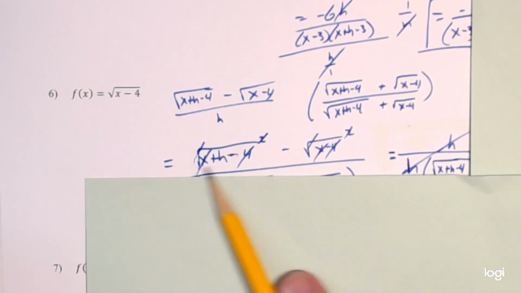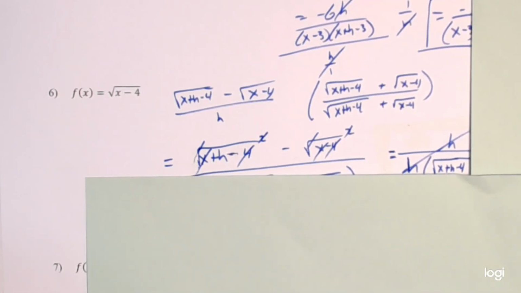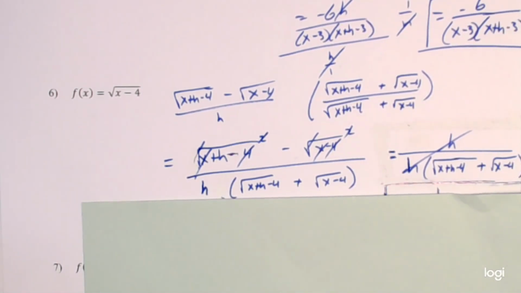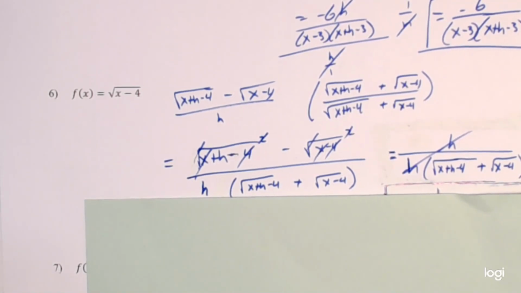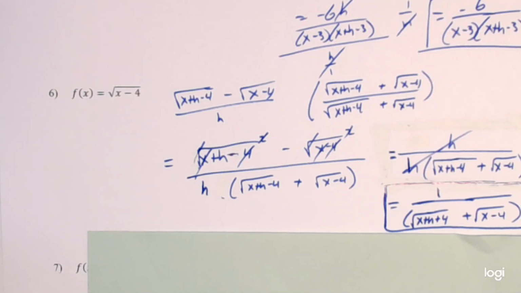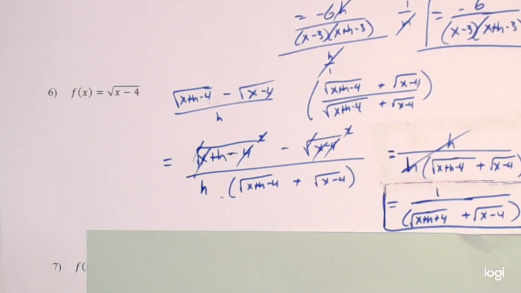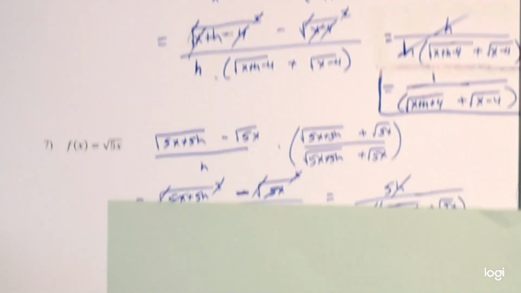The subtraction, x minus x will cancel. Negative 4 minus 4 will cancel. All of that is still over h with our conjugate factor. In this case, the h's cancel. My difference quotient, I've got 1 over that conjugate factor that we used. Remember again, multiplying by that conjugate on top is really a FOIL. Outside and insides canceled out.